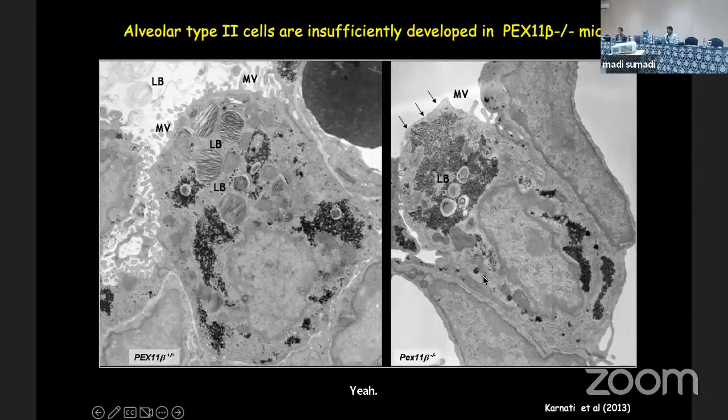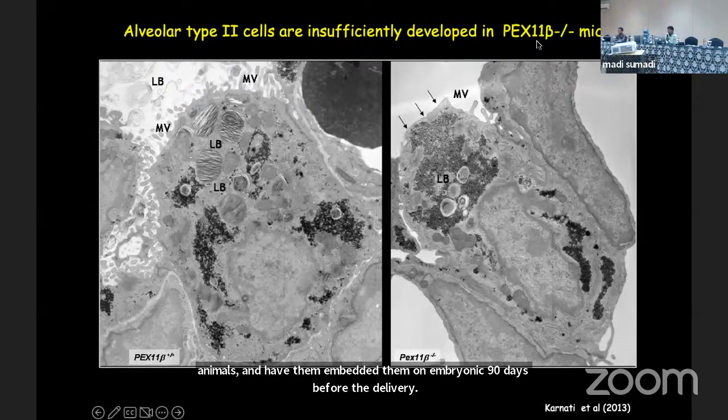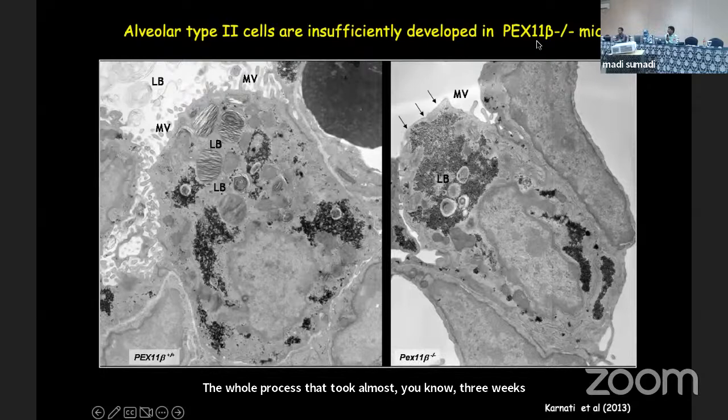These are two different animals, wild type and knockout, of the same cell, but you see a big difference in these cells. This is a wild type, and this is a knockout. The gene is not there. When you don't have this PEX11 beta gene, these animals die immediately. So we do it intrauterine. It means taking the pups from the uterus while the animals are living, cutting and embedding them at embryonic day 19, before the delivery, and then looking under the microscope. The whole procedure took almost 3 weeks to get this kind of image.